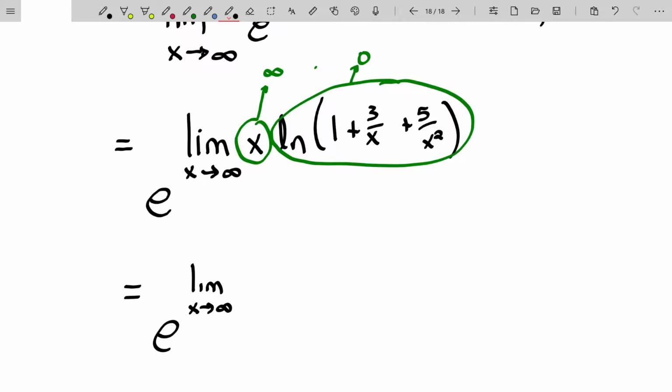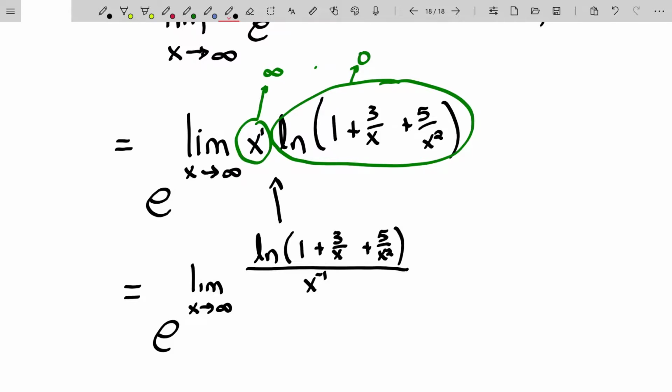I'll leave the natural log in the numerator. 1 plus 3 over x plus 5 over x squared. And I'll move that x to the first into the denominator by calling it x to the negative first. If you look at that, it is the same statement as the one above. So these are equivalent statements. But now, as x goes to infinity, you get the following.